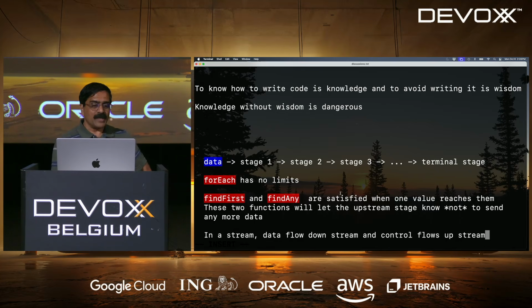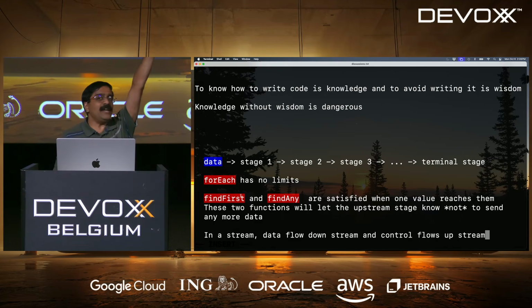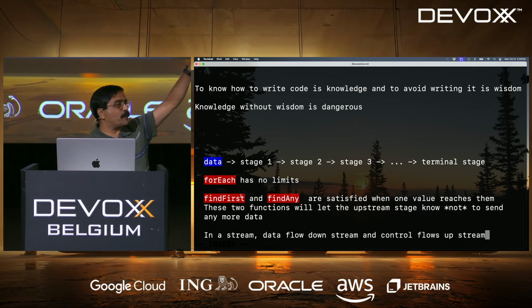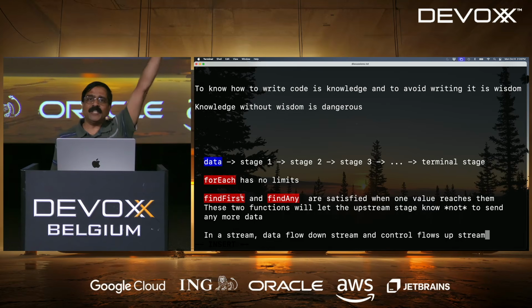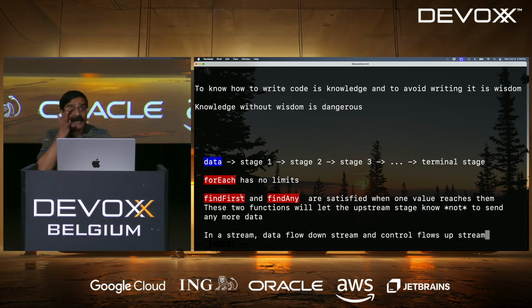So in other words, the findFirst is saying, I got one data, please don't send me any more. And the previous stage says, oh, you don't want it anymore, thank you, I will pass that information upstream. And that control keeps progressing upstream and eventually hits the source, for example, and the source says, oh, you don't want any more data, I'll stop pushing. And I will close the stream at this point. So that communication has to happen in a stream.